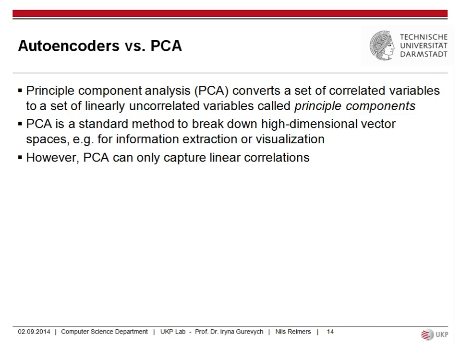Autoencoders are kind of similar to PCA, principal component analysis, or LSA. In PCA, we convert a set of correlated variables to principal components. The problem with PCA is that it can only capture linear correlations. So any non-linear relations in your data cannot be captured with PCA.